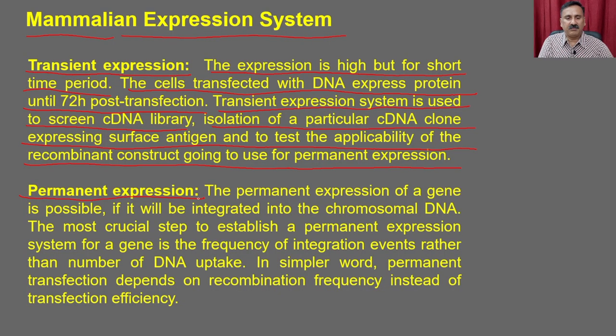So transient expression is mostly being used to test whether your construct is correct or not. Then you can have the permanent expression. The permanent expression of a gene is possible if it is integrated into the chromosomal DNA. The most crucial step to establish a permanent expression system for a gene is the frequency of integration events rather than the number of gene uptake. In simpler words, permanent transfection depends on the recombination frequency instead of the transfection efficiency.